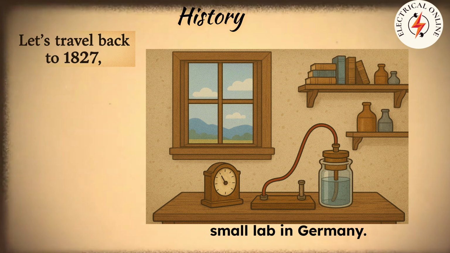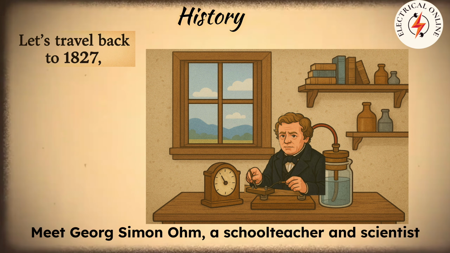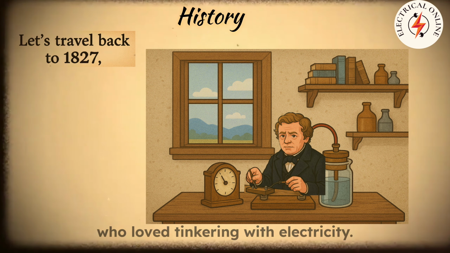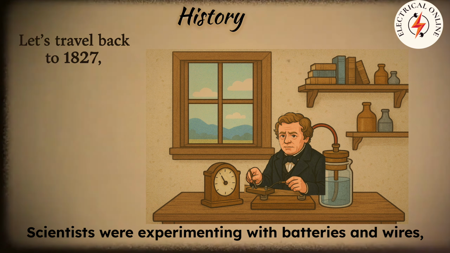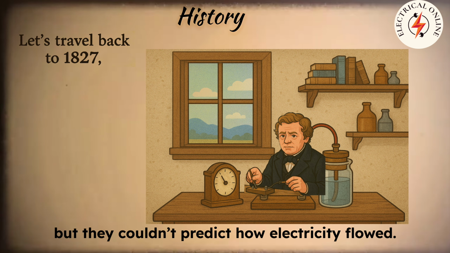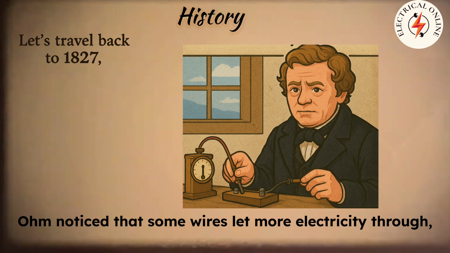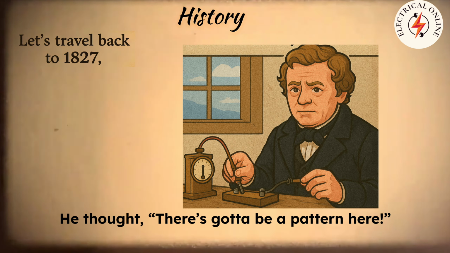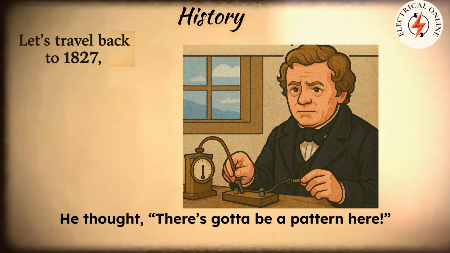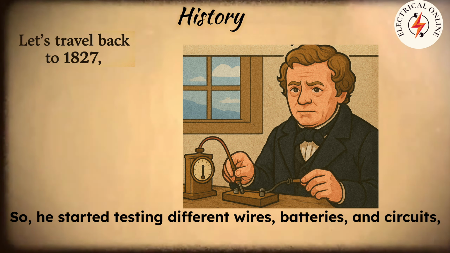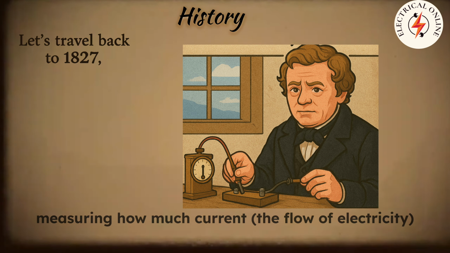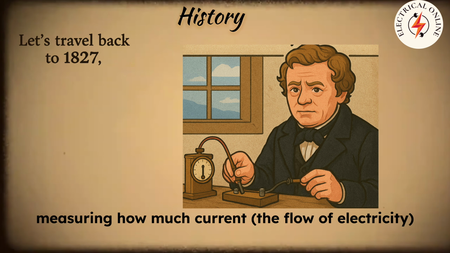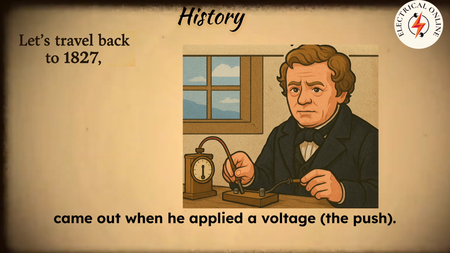Let's travel back to 1827, to a small lab in Germany. Meet Georg Simon Ohm, a schoolteacher and scientist who loved tinkering with electricity. Scientists were experimenting with batteries and wires, but they couldn't predict how electricity flowed. Ohm noticed that some wires let more electricity through, while others slowed it down. He thought, there's gotta be a pattern here. So, he started testing different wires, batteries, and circuits, measuring how much current, the flow of electricity, came out when he applied a voltage, the push.